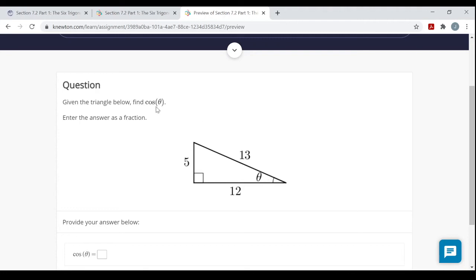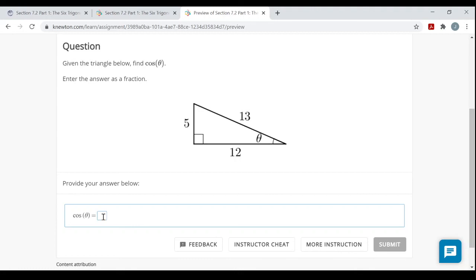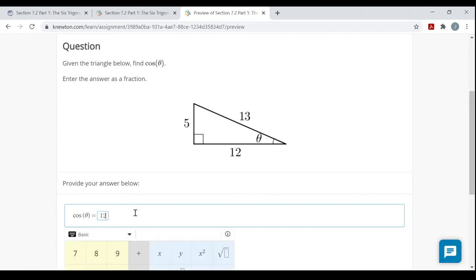Cosine. The cosine of an angle is the adjacent length, 12, divided by the hypotenuse, 13. Right? So this is 12 thirteenths.